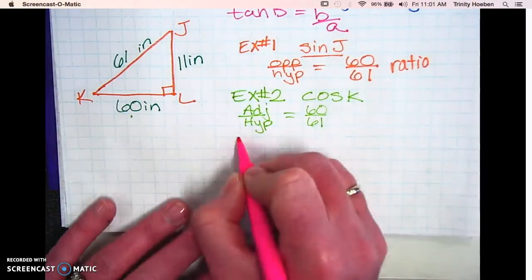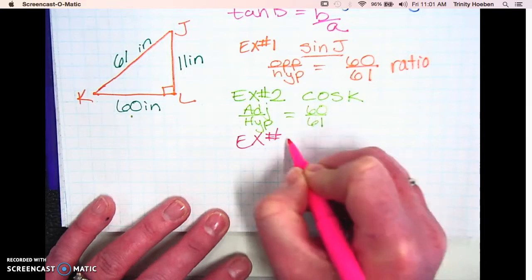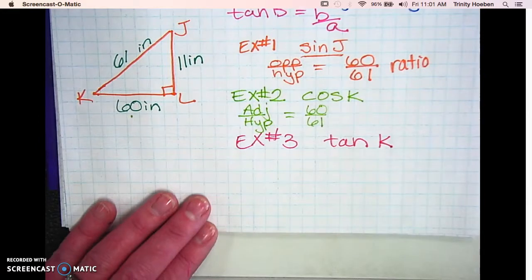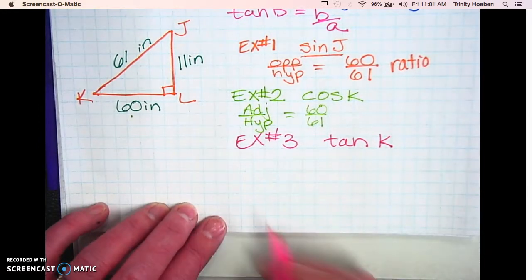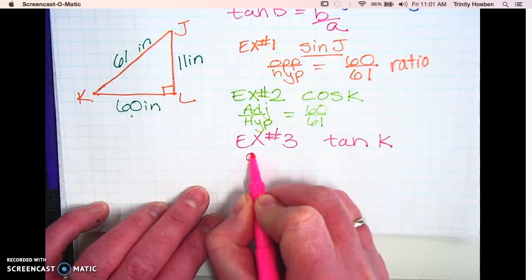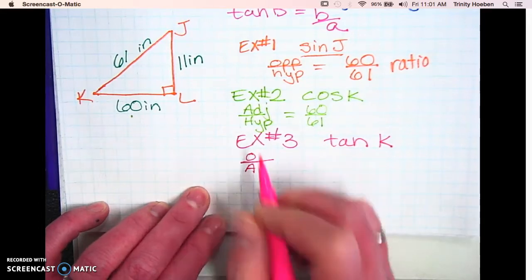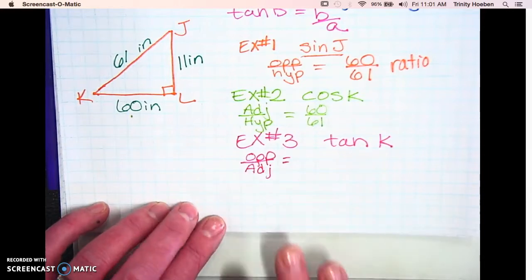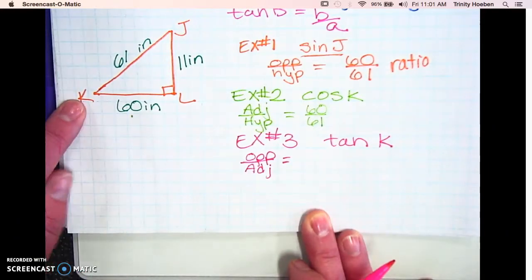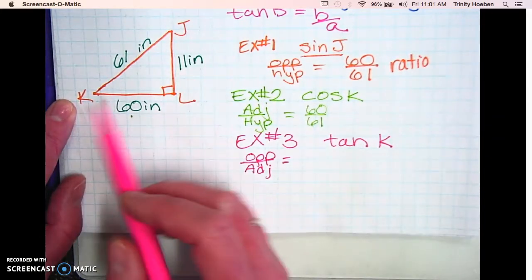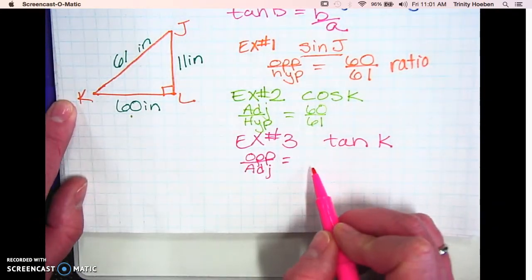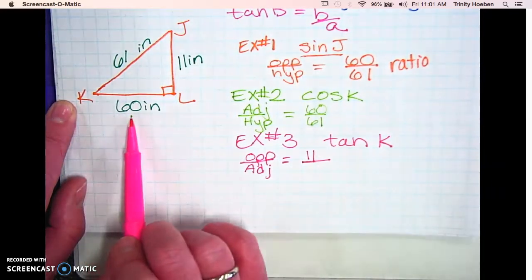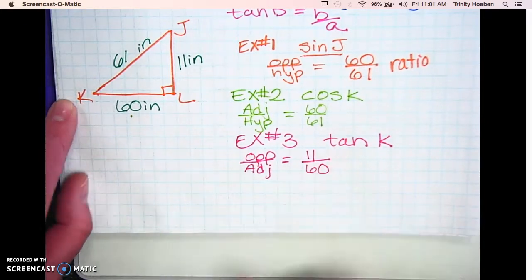The third one, example number 3, we're going to find the tangent of angle K. The tangent is the ratio of on acid. So opposite over adjacent. You take your finger and you move over to angle K. From there, the opposite, the number there is what? 11. And the adjacent is what? 60. So 11 over 60.